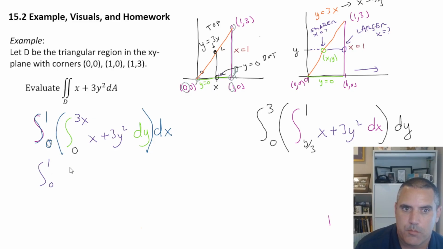So I'm going to do the integral from 0 to 1. I'm going to integrate with respect to y, so treat x like it's a constant. That means this is going to be xy minus or plus y cubed from 0 to 3x dx.